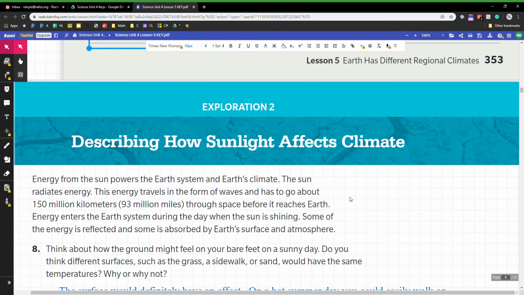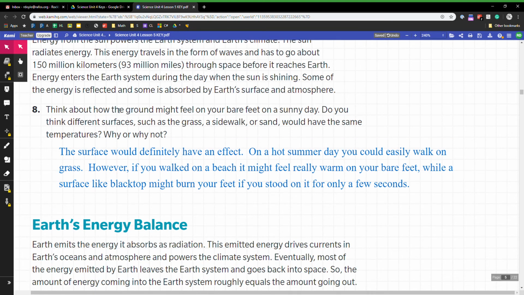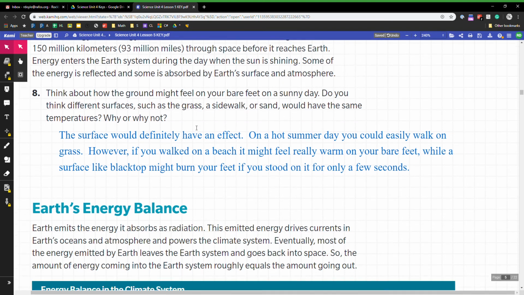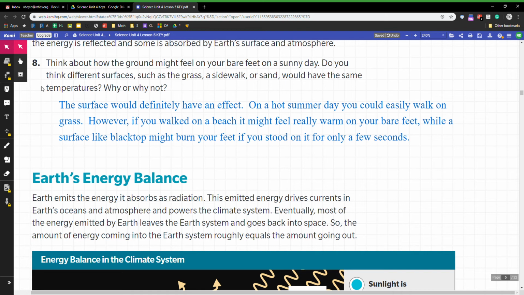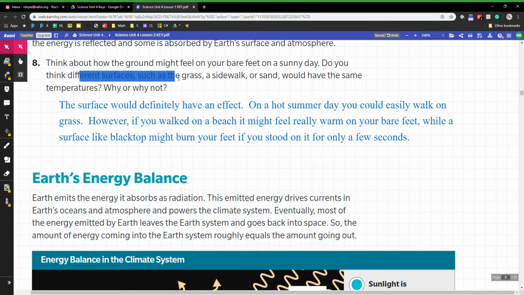Okay, moving on. Exploration 2. This tells us to think about how the ground would feel on our bare feet. And it asks, will they have the same temperatures? Why or why not? And I said they definitely don't have the same temperatures, and I do think that the type of surface has an effect.